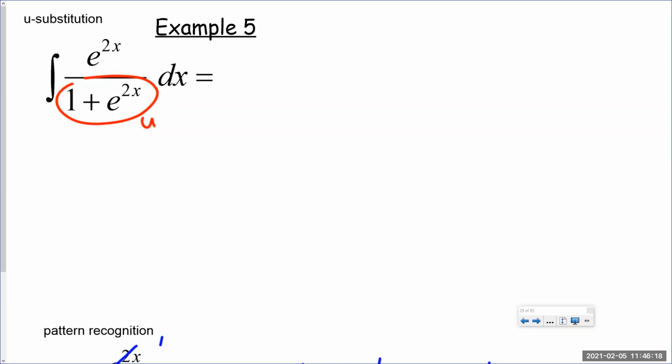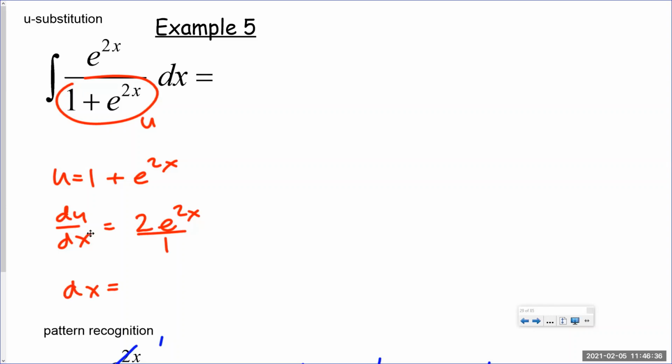If this is your u, so your u is going to be 1 plus e to the 2x. What's the derivative of 1? 0. What's the derivative of e to the 2x? 2e to the 2x. Guys, force this into a fraction. Solve for dx. If I force this into a fraction, I cross multiply. dx would be equal to du over 2e to the 2x. I replace two things. I'm going to go ahead and circle it. If I don't circle it, I'm not going to replace it.